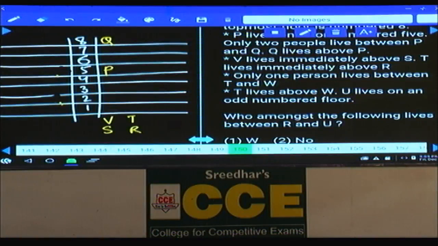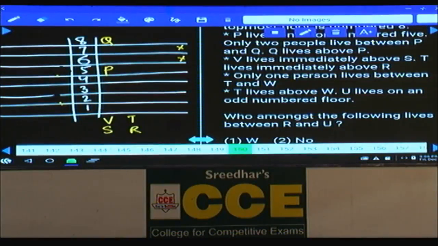Only one person between T and W. How many persons in between T and W? There must be exactly one person. And U lives on an odd number floor. As only one person between T and W, now T cannot be at this place. If T is here, then W and P must be in the same place, not possible. T cannot be here.